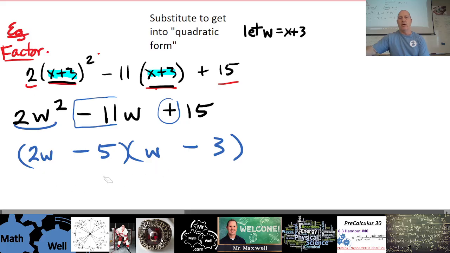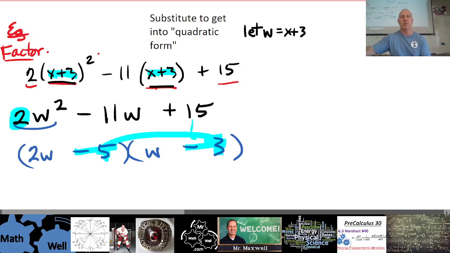Okay? Now, if we did a quick FOIL, is this the factored form of this? No. Okay, I'm hearing you guys say no right away. Why not? Well, okay, thank you for saying that. Listen, -5 and -3 doesn't add to 11. That rule doesn't hold true in this case because we have this 2. You can't just say, oh, these two have to multiply to this one and add to this one, because the 2 messes things up a bit.